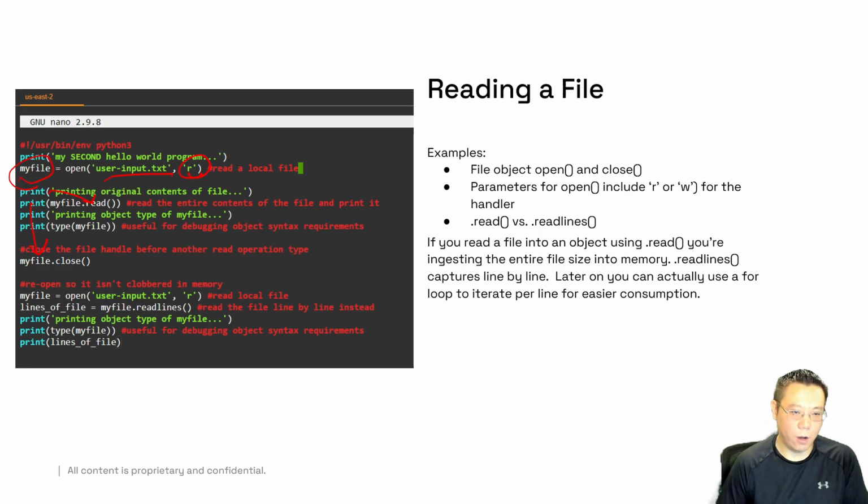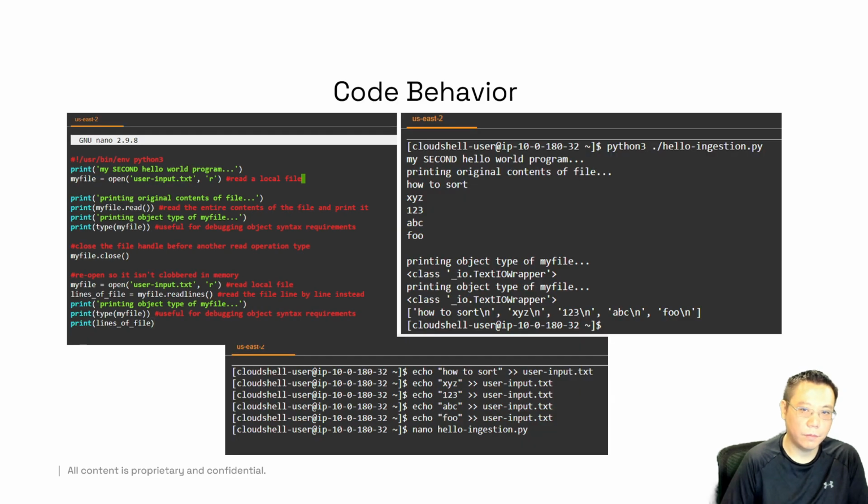Now, let's reopen it again. And this time, we're going to read line by line by saying readlines. So we're actually streaming it inside memory as opposed to reading the entire item as one huge block. Of course, we print this file as well as the type and see what happens. All right, well, let's go ahead and take a look at what that means.